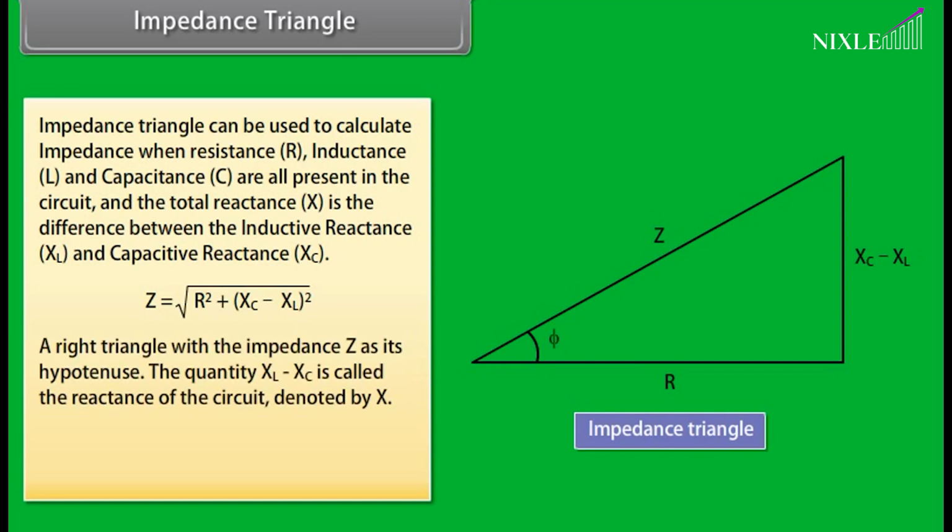A right triangle with the impedance Z as its hypotenuse. The quantity XL minus XC is called the reactance of the circuit, denoted by X. Tan phi is equal to (XC minus XL) upon R.